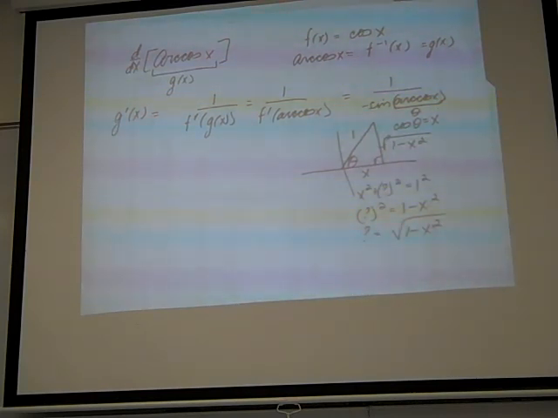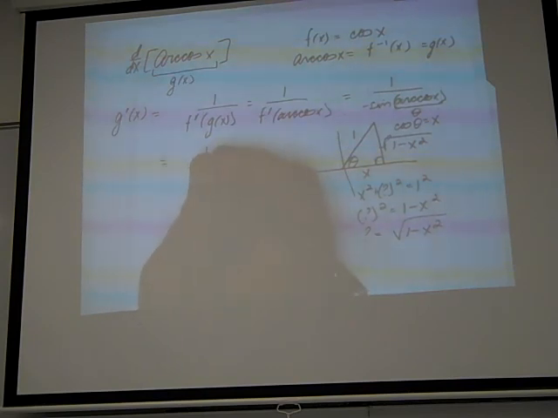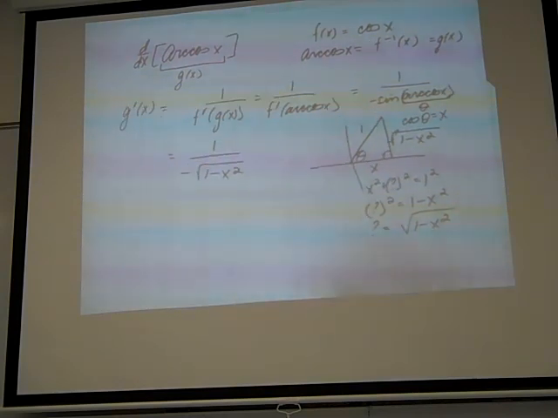Good golly, even that's not the final answer. I told you this one was tricky. The derivative that we're looking for is 1 over negative sine of the arc cosine. But that's just an angle. How do I find the sine of this angle? I take the opposite over the hypotenuse. So the derivative I'm looking for is 1 over negative square root of 1 minus x squared.